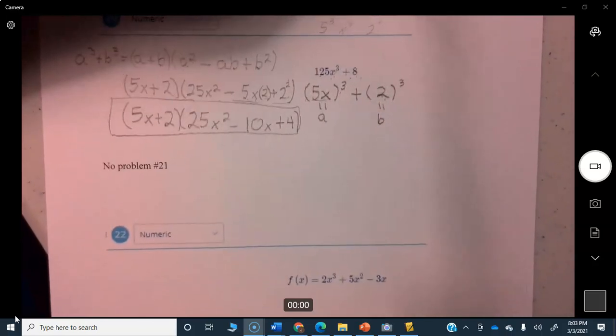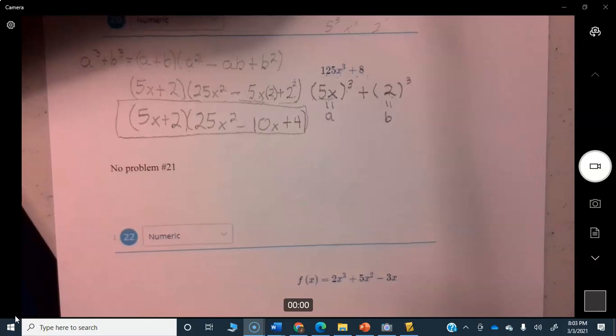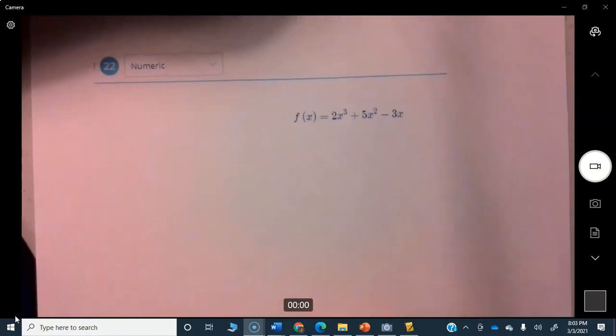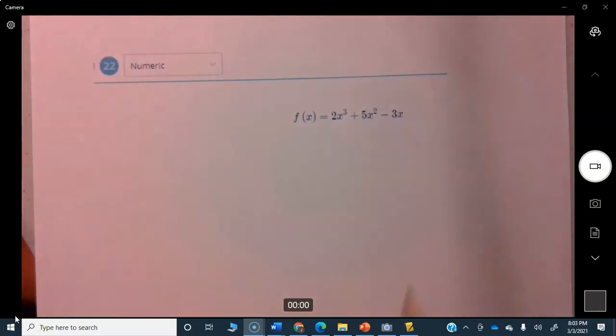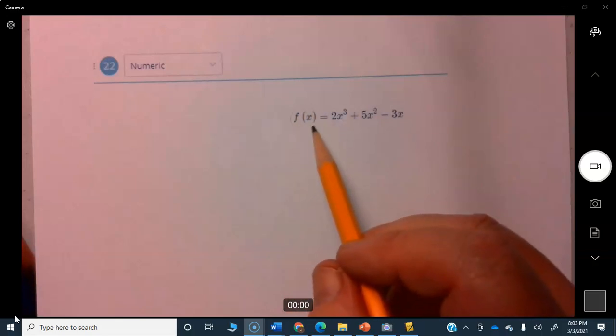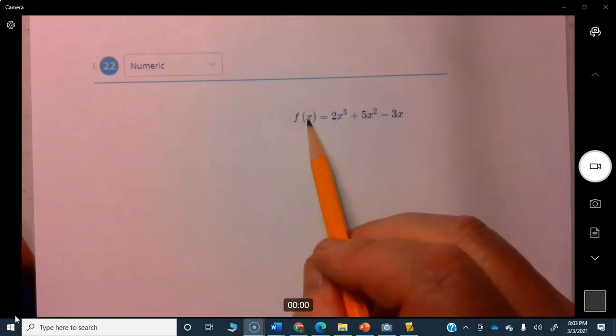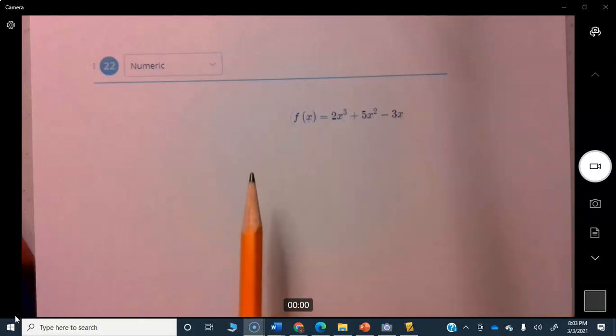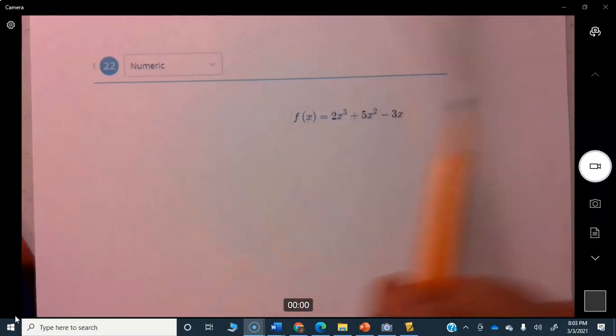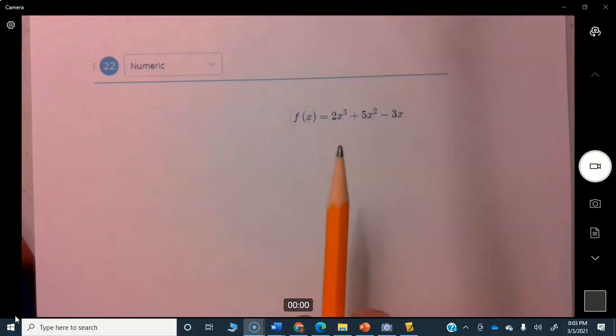Okay, go ahead and get that written down and stop the video if you need to. Okay, here we go. Finally, number 22. F of x is just a way of saying y. It says a function of x, that x is your only variable. It's just a way of saying y equals something. It's just a different notation, but it doesn't mean anything special other than that.